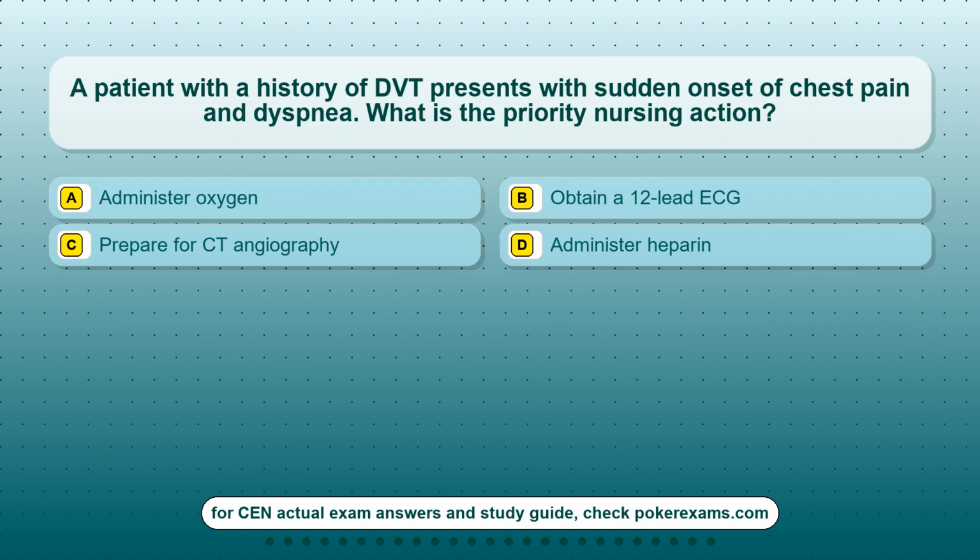Question 2. A patient with a history of DVT presents with sudden onset of chest pain and dyspnea. What is the priority nursing action? Option A. Administer oxygen. Option B. Obtain a 12-lead ECG. Option C. Prepare for CT angiography. Option D. Administer heparin.